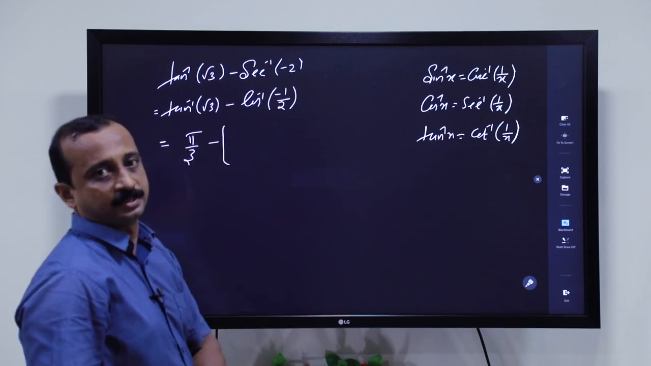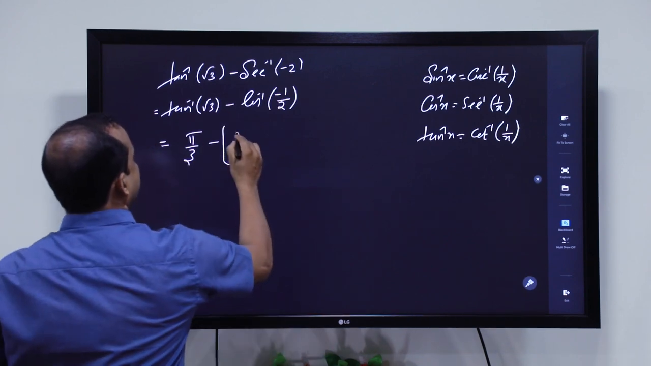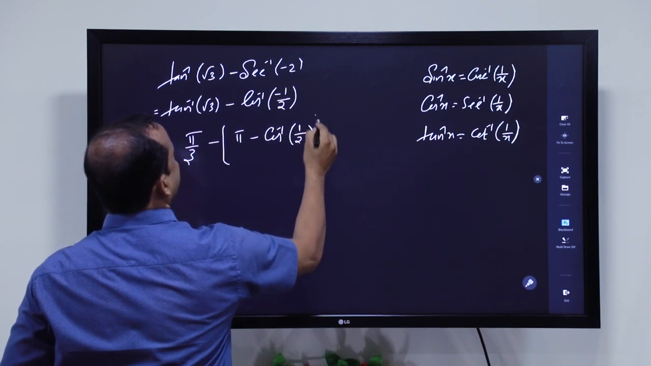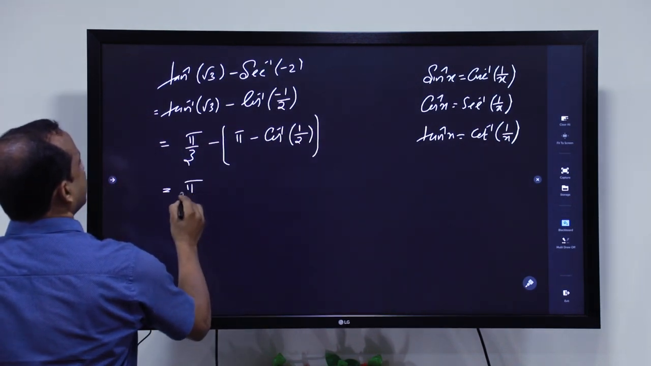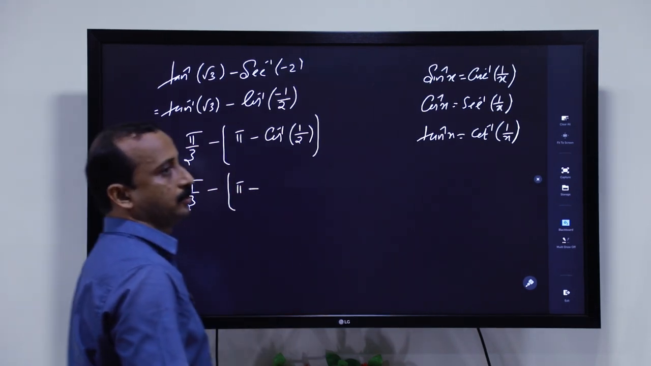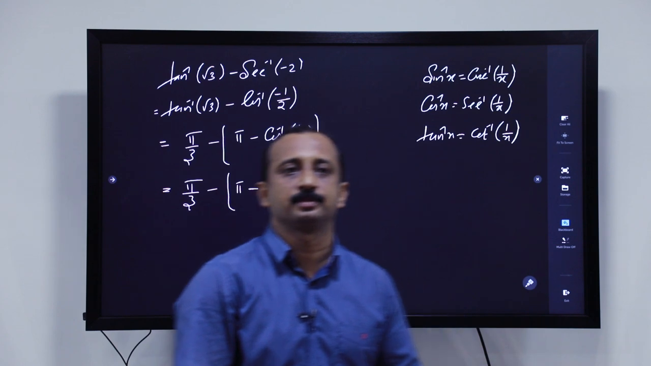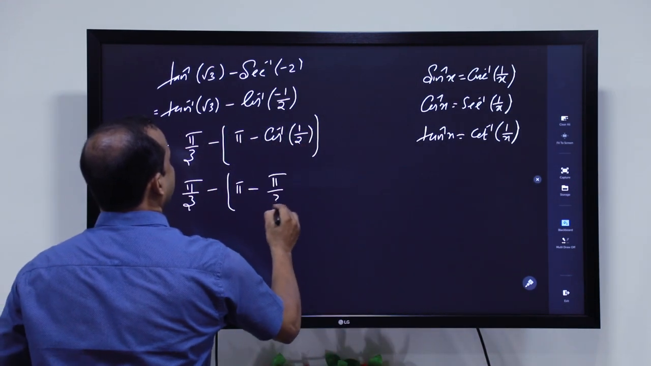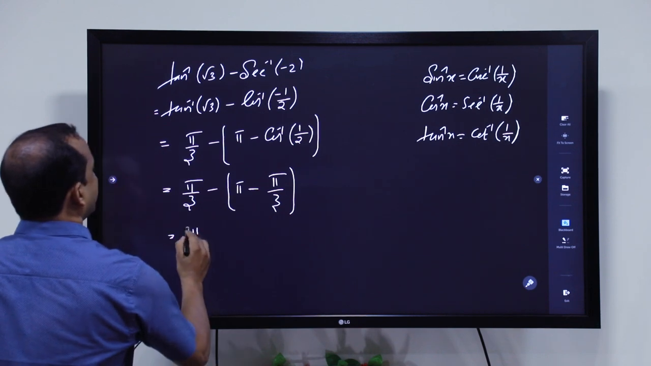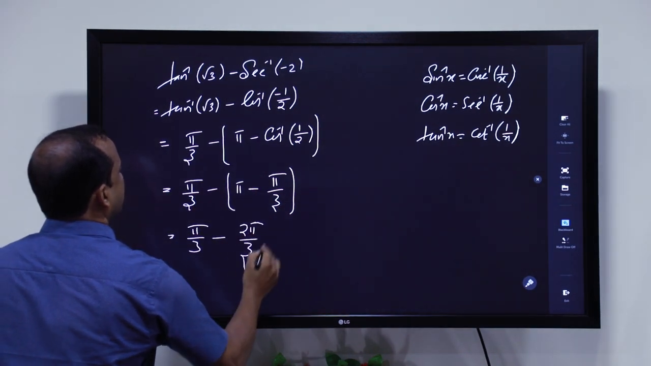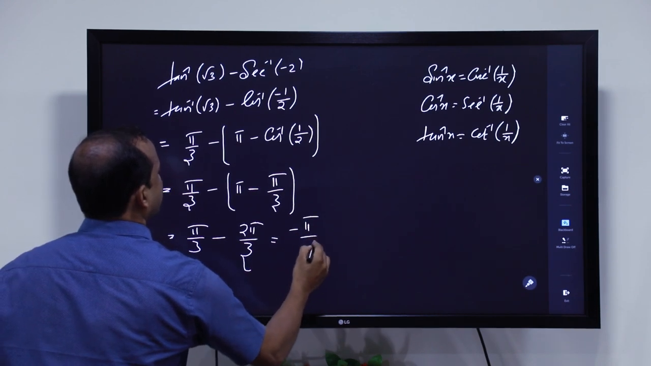The cos inverse minus x formula is pi minus cos inverse x, that is pi minus cos inverse 1 by 2. That is equal to pi by 3 minus pi minus cos inverse 1 by 2. Cos 1 by 2 corresponds to which angle? 1 by 2 corresponds to 60 degrees. 60 degrees means pi by 3. That is equal to pi by 3 minus 3 pi minus pi, 2 pi by 3. We get the answer minus pi by 3.